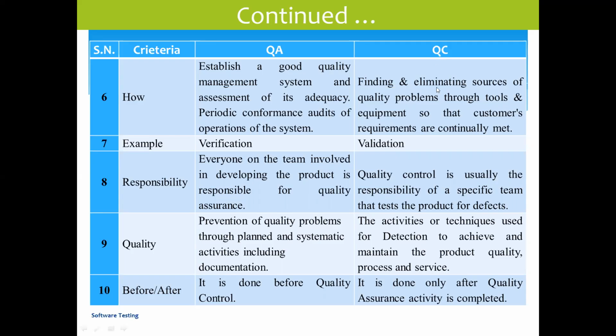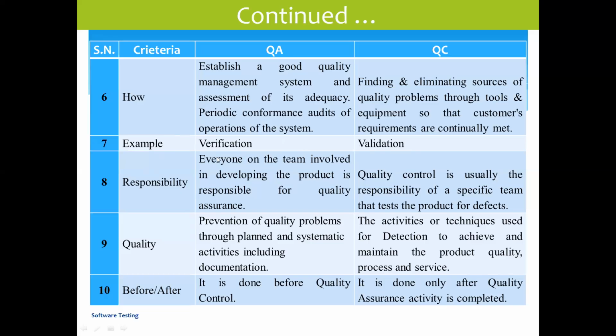Now in QC, finding and eliminating the sources of quality problems through tools and equipment so that customers' requirements are continually met is the validation. So here we are validating, that's why some tools or something will be required while we are validating. Next is an example. Verification comes under QA, validation comes under QC. Verification and validation, in the next topic we'll discuss more on that.